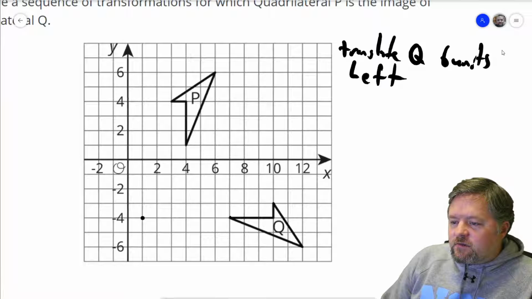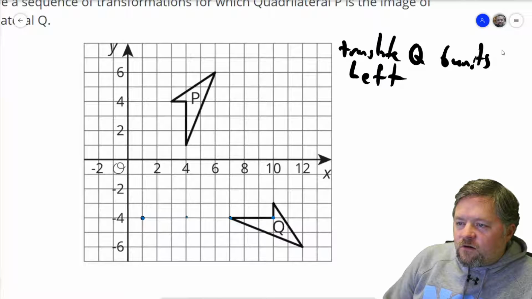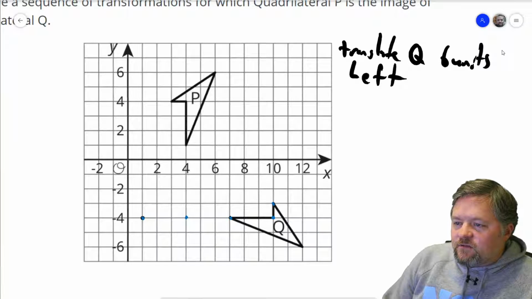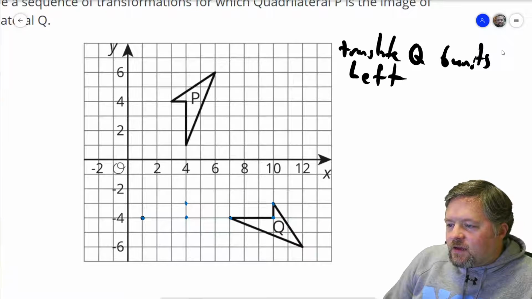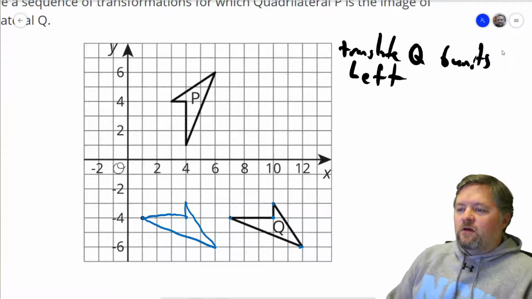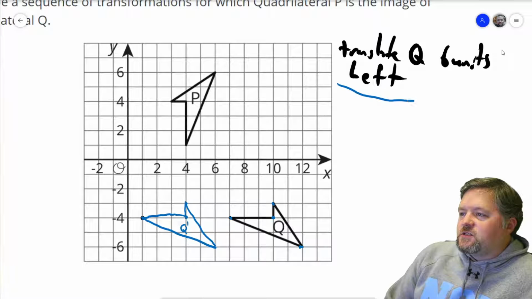If I translate, well, I'm going to do this in a different color so it shows up a little better. Those 2 points. If I translate this point 6 units to the left, 10 is going to go to 4. If I translate this point right here 6 units to the left, 10 is going to go to 4. And now this bottom point here, 6 units to the left, 12 is going to go to 6. That gives me my 4 points of this quadrilateral. Okay. I'll call that Q' for now. We translated 6 units to the left.